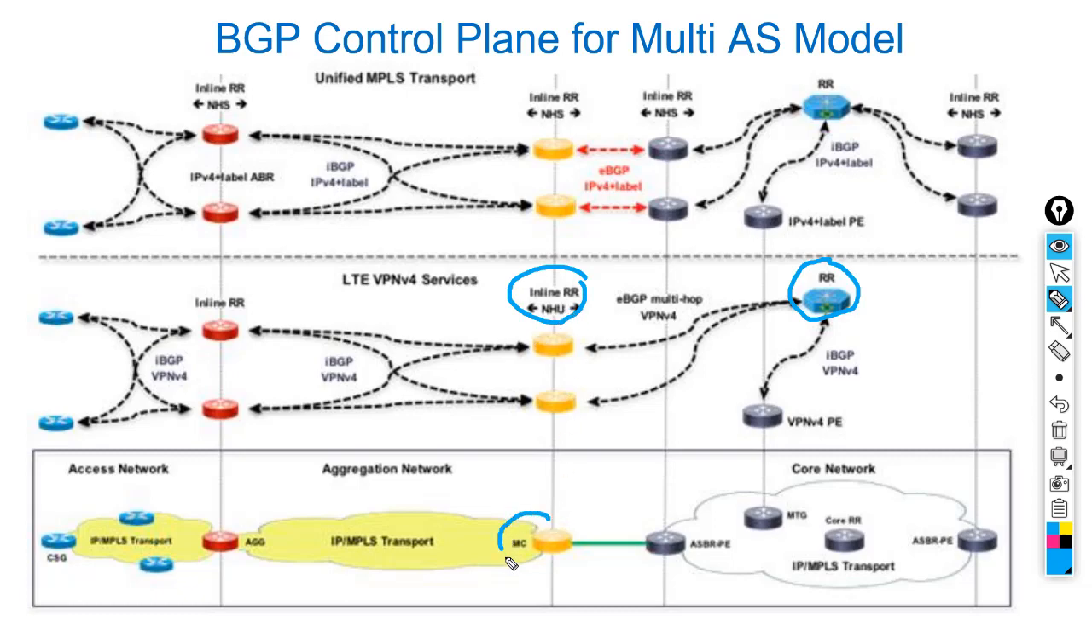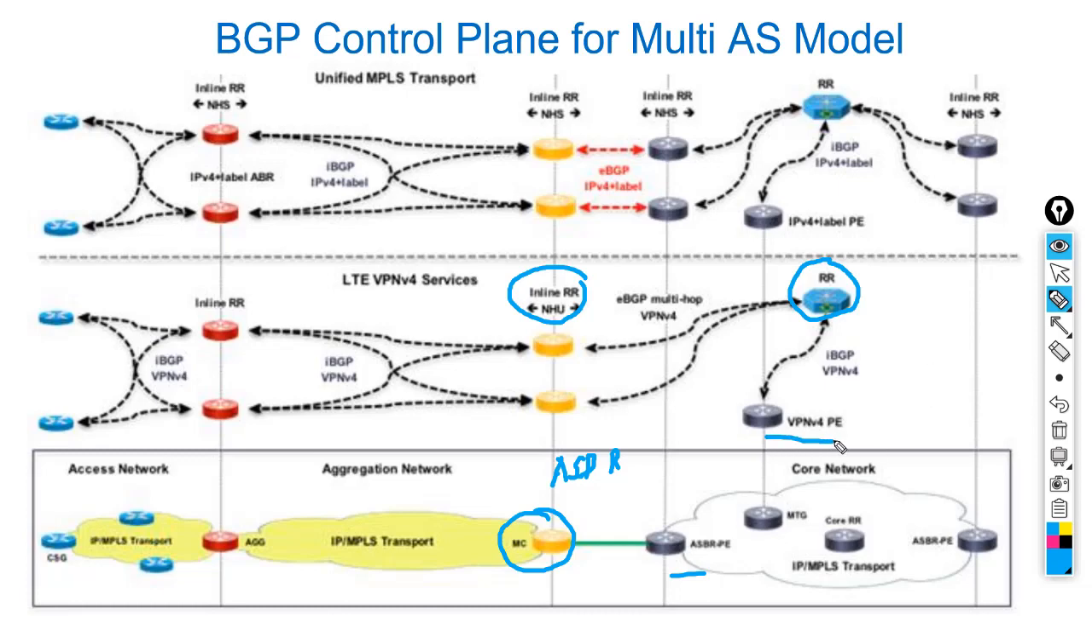The route reflector here is the metro core router. This router will act as an inline RR router. It means that it participates in both forwarding and controlling function. This metro core also acts as an ASBR in the metro domain to connect to the ASBR in the core network. So let's see how to advertise the VPN prefix from one AS to another.